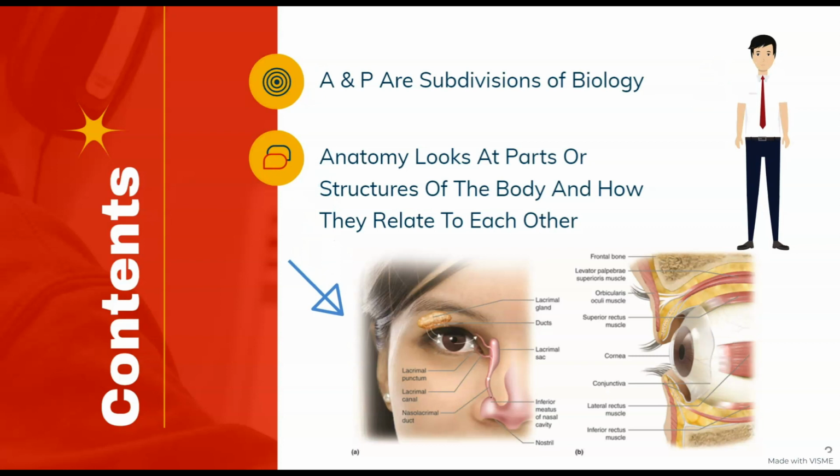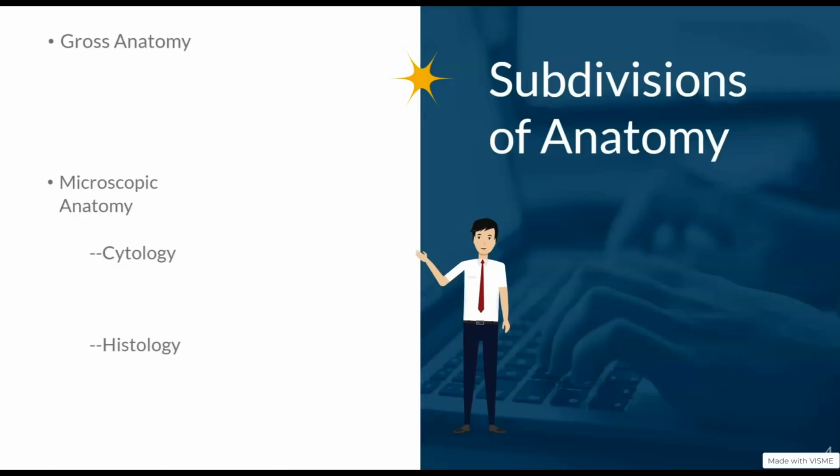Anatomy looks at parts or structures of the body and how they relate to each other. There's quite a few subdivisions in anatomy. Anatomy itself is a subdivision of biology. In my class, we look at 2 subdivisions. We look at gross anatomy and microscopic anatomy.